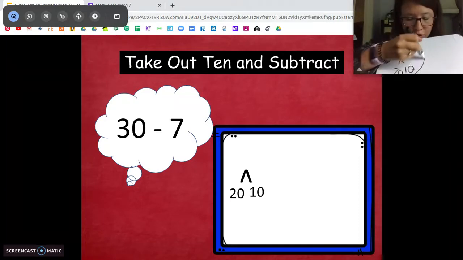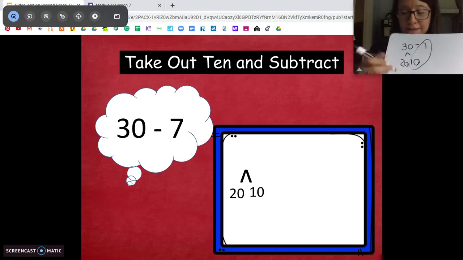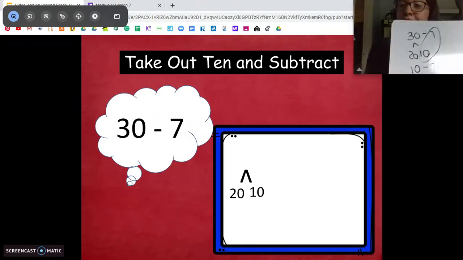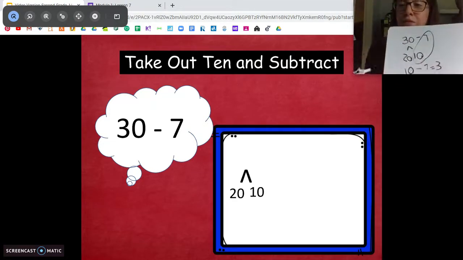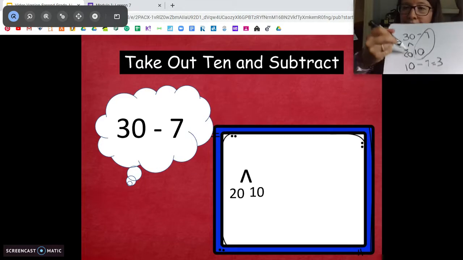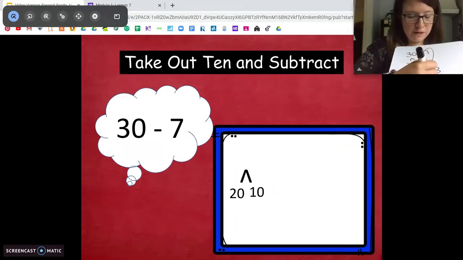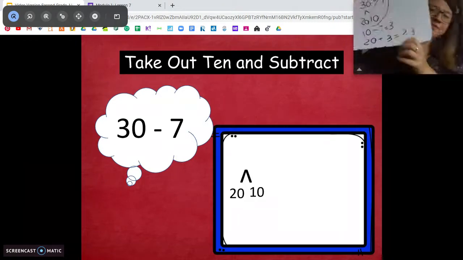Our next step is to use our 10 and use that take out 10 strategy. So we're going to do 10 minus 7 equals, and we know those facts. We're making it easy for ourselves. 10 minus 7 equals 3. Now we just have to add in that extra fact. So we're going to do 20 plus 3 equals 23.